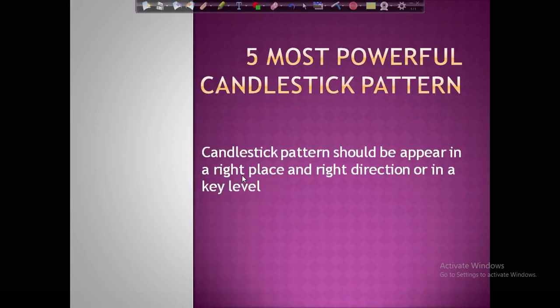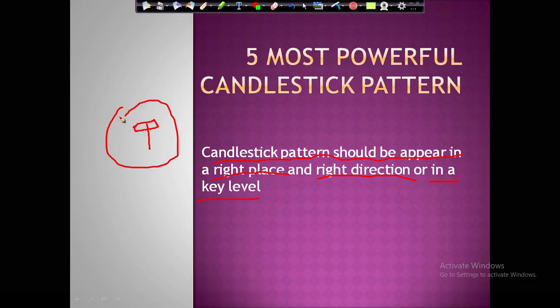One thing to remember: a candlestick pattern should appear in the right place, in the right direction, or at a key level. When you apply a candlestick pattern, it should appear in the right place and in the right direction. Otherwise, it will not give a valid signal. Is it clear?